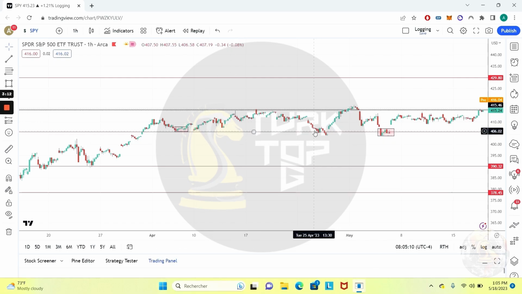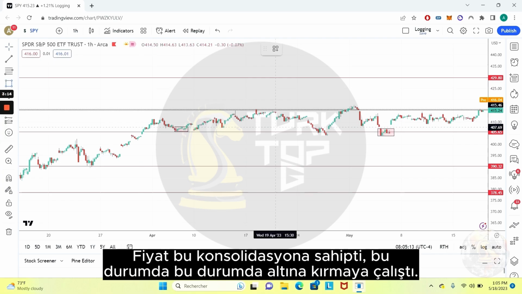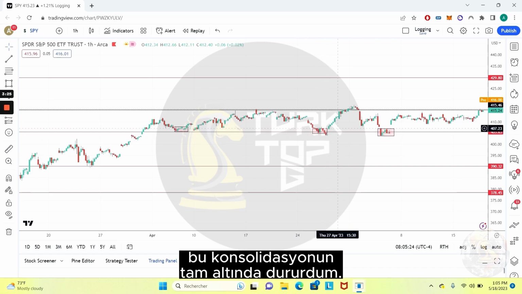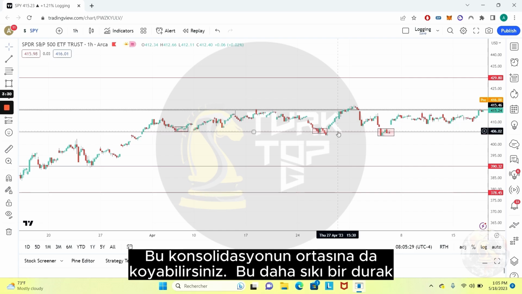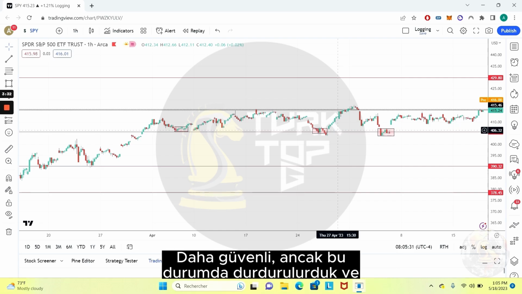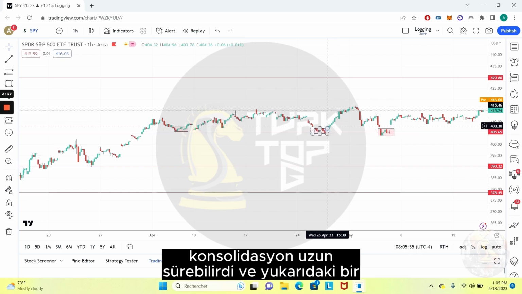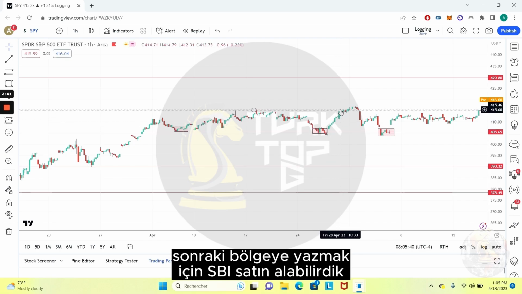In this case again, price had this consolidation. It did try to break below in this case. So our trade would have been lower and our stop would have been right at the bottom of this consolidation. You can also put it at the middle of this consolidation. That's a tighter stop. It's safer. But in this case, we would have got stopped out. And once price broke above this consolidation, we could have gone long, aka bought SPY, to ride it to the next zone above.